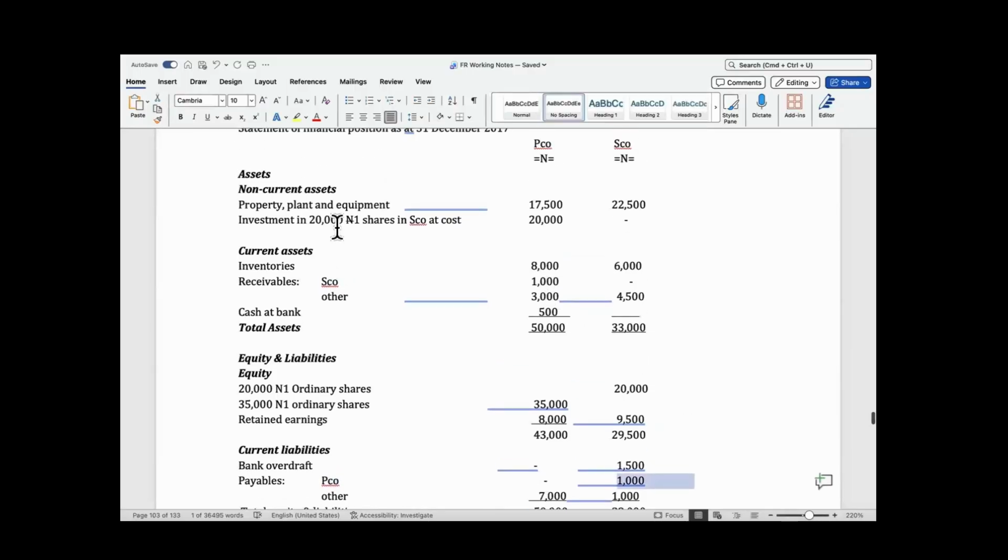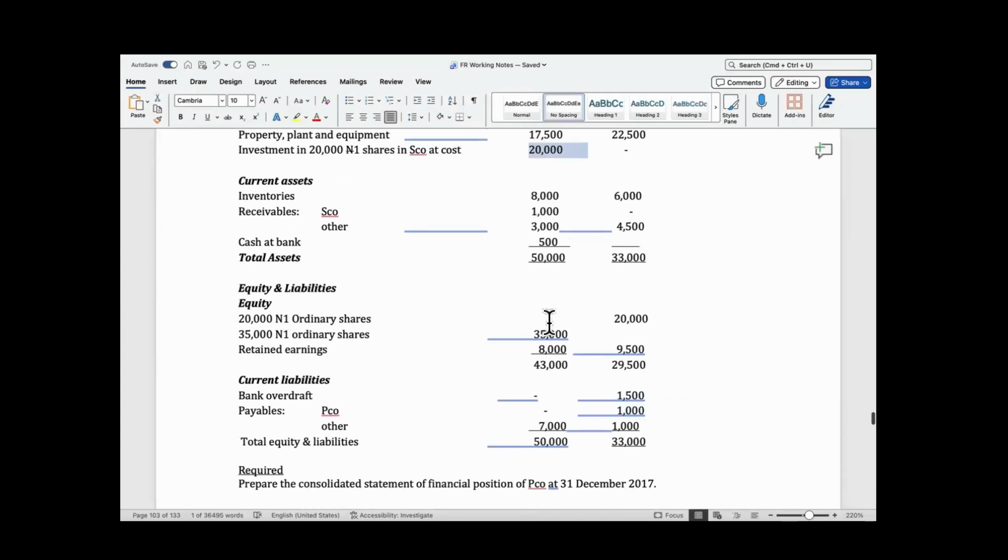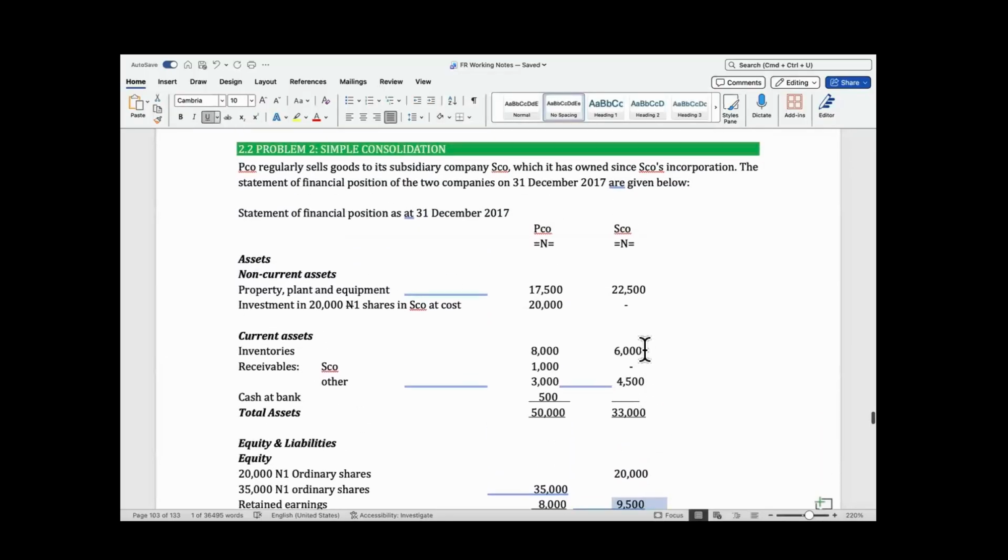And that's all. This one, I would know by default because they said they invested in ESCO. I know that this investment will be represented by the equity of ESCO, which is usually share capital and reserves. Okay, hold on. I'm not considering this 9.5. Why?